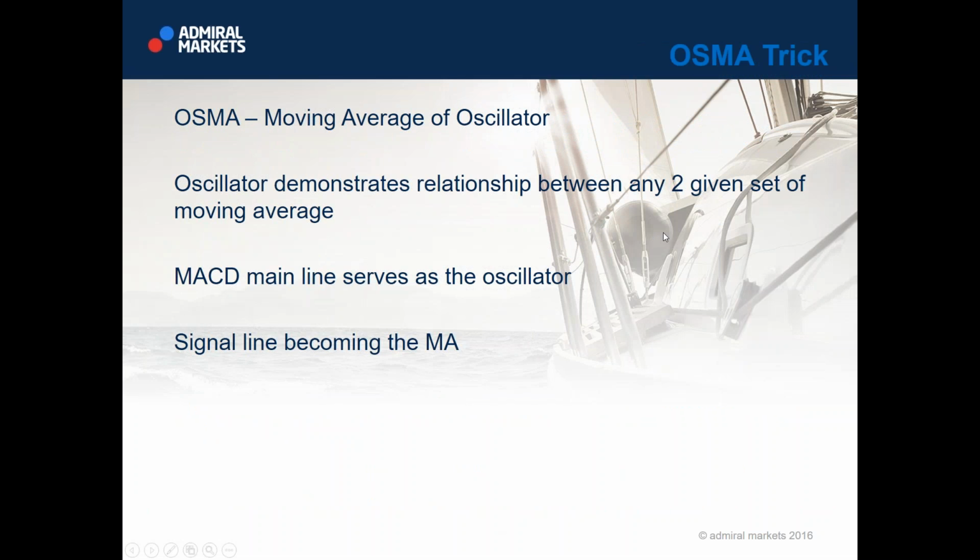Now, a trick that I applied to actual system is by using OSMA. OSMA is moving average of oscillator. And simply said, oscillator demonstrates relationship between any two given set of moving average. MACD main line serves as the oscillator and signal line becomes the moving average. So these are the rules. Okay, so you need to align trend, momentum, and loss of momentum, so-called retracement.